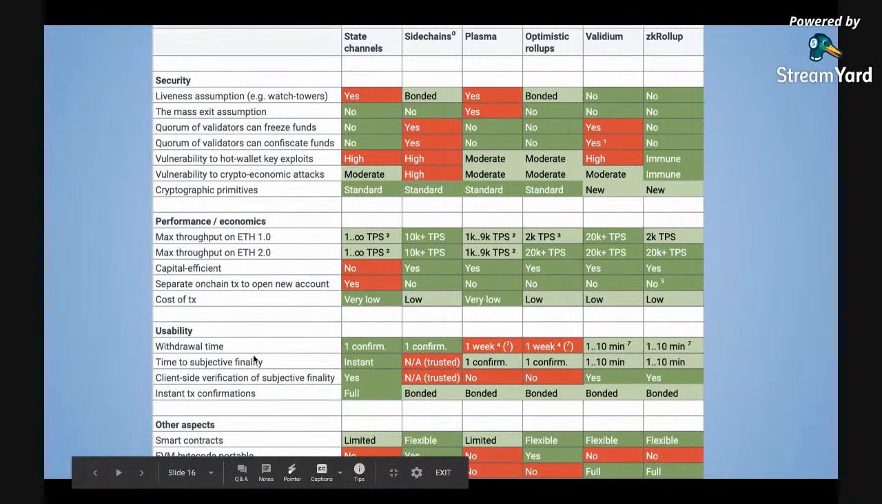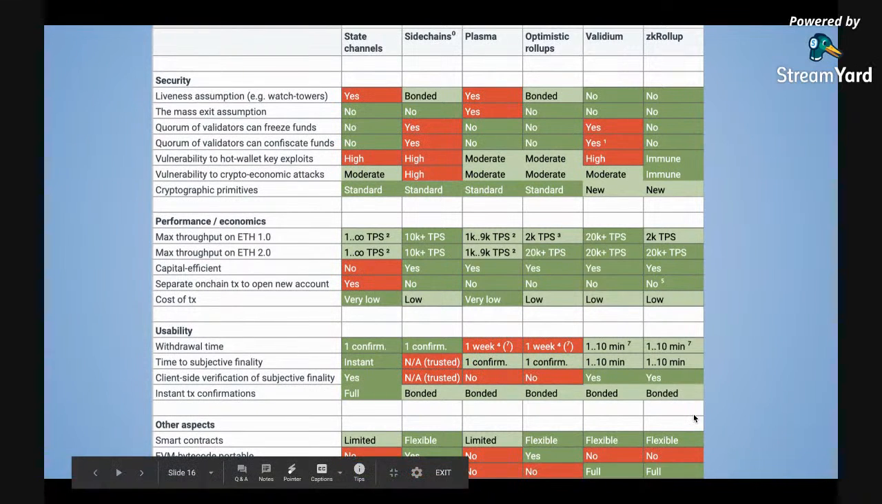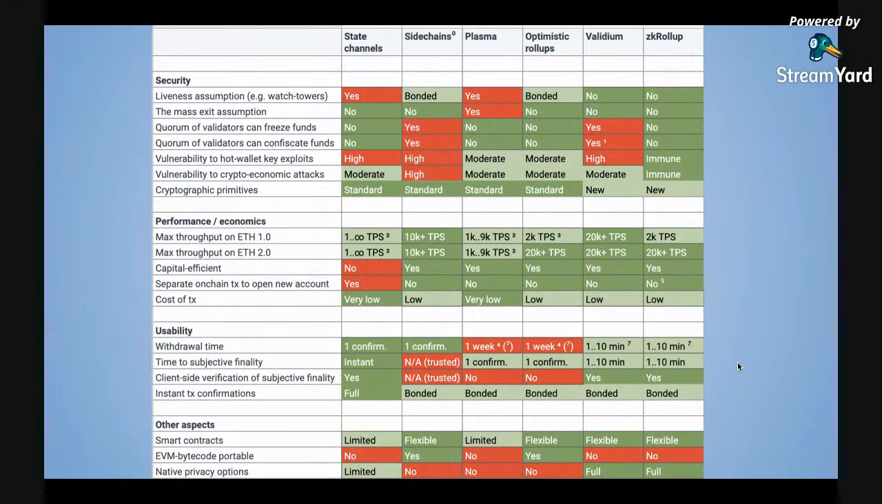Time to subjective finality: instant, depends on the sidechain, one confirmation, 1 to 10 minutes. Client-side verification of subjective finality. I can't actually remember what this refers to.